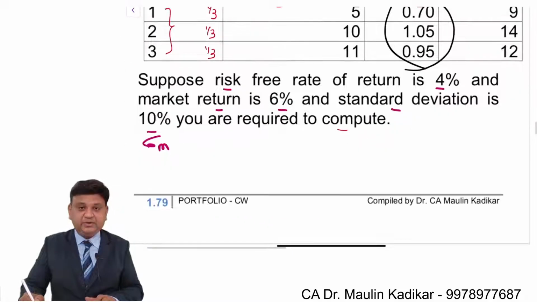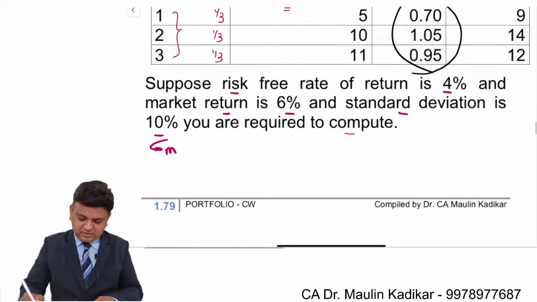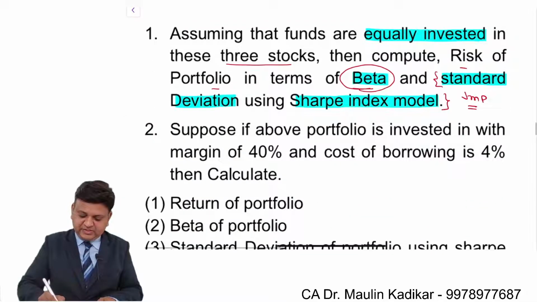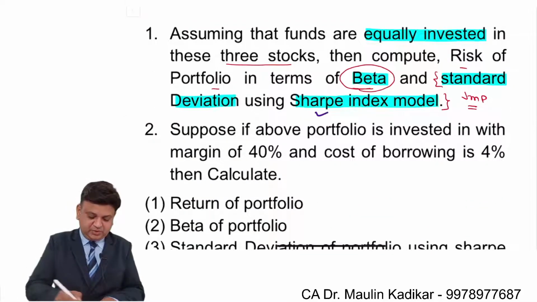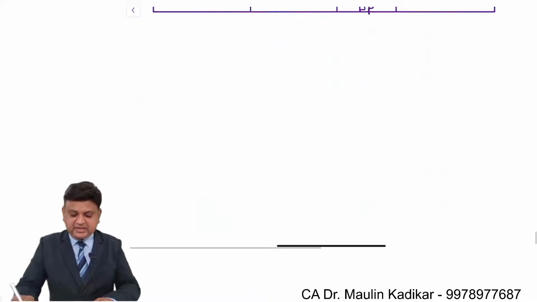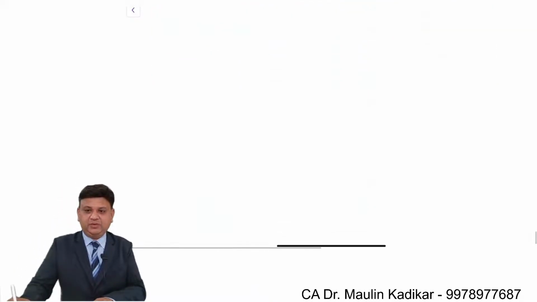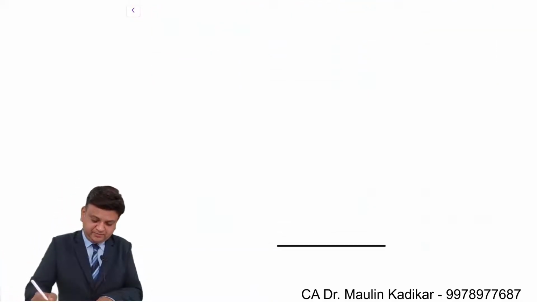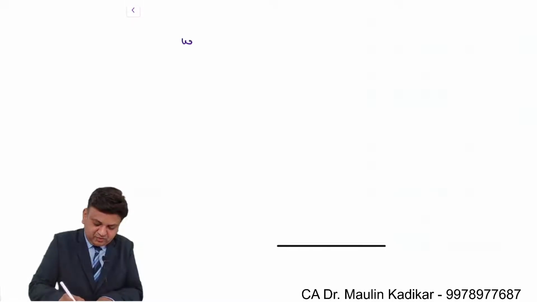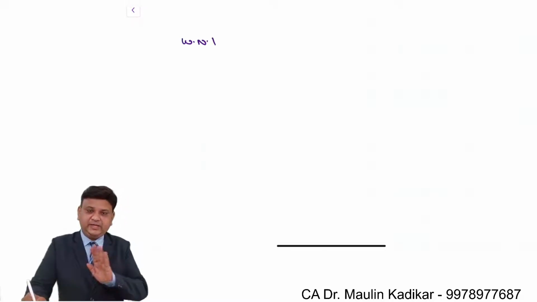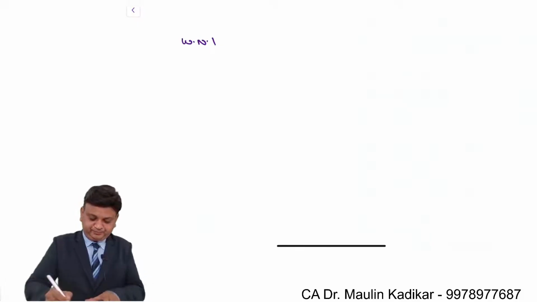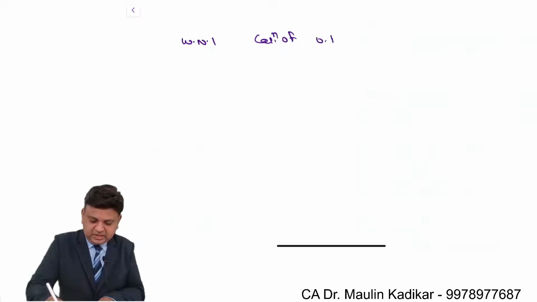The second part of the question, which is of course very important, requires us to compute the standard deviation using the Sharpe index model. Let us understand how to answer the second part of the question. Working note number 1. Do not write anything, let me explain to you. Calculation of unsystematic risk of each security.